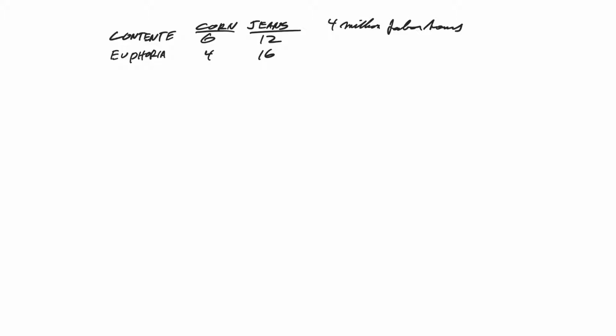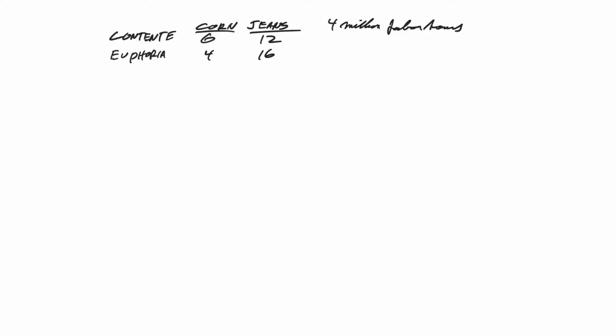It starts out saying, consider 2 neighboring island countries called Contente and Euphoria. They each have 4 million labor hours available per month that they can use to produce corn, jeans, or a combination of both. The following table shows the amount of corn or jeans that can be produced using 1 hour of labor. Okay, so here's our table that they give us, and they also point out that there's 4 million labor hours available in each country.